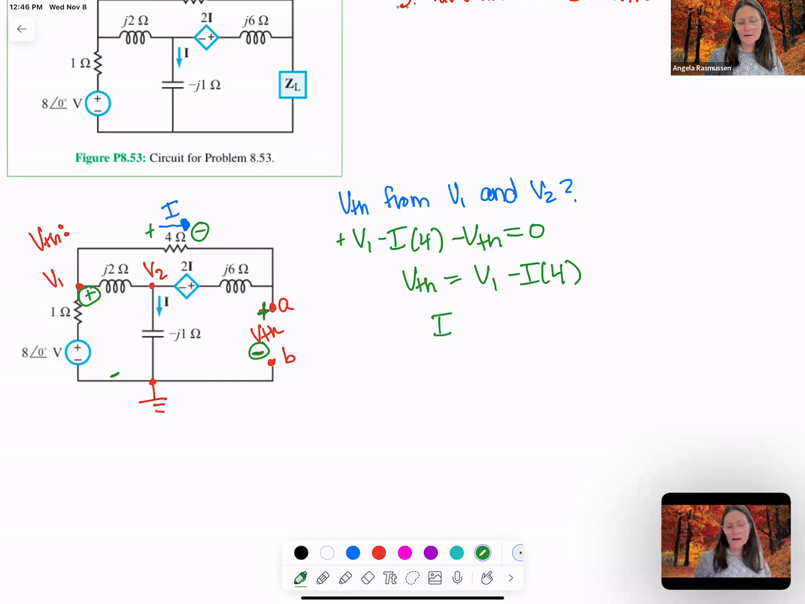How do I write I in terms of V1 and V2? The top I or like I, V2 I? And the I going through 4 ohm. Oh, sorry. I had 2 I's, didn't I? Okay, I'll call this IX. Okay, this will be my IX. Sorry, I didn't realize I had another I in there. So how do I write IX here?